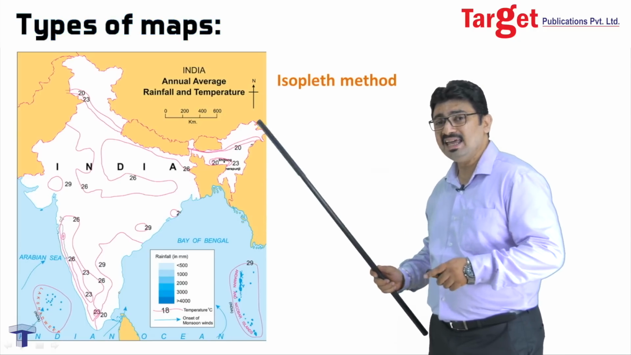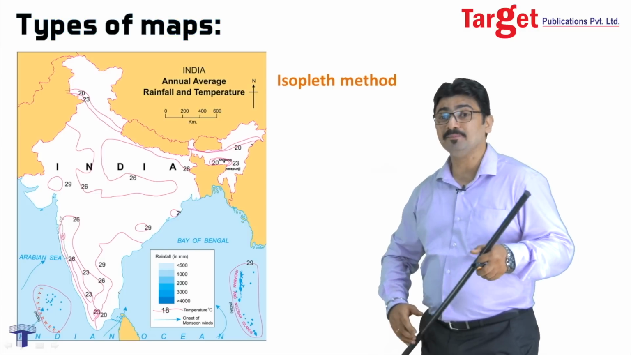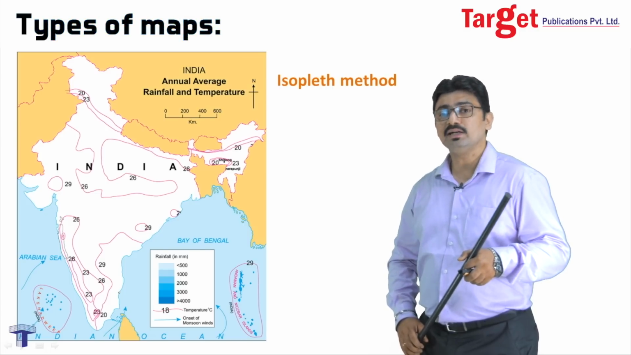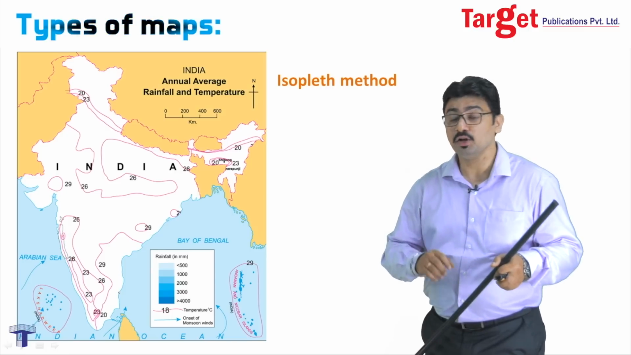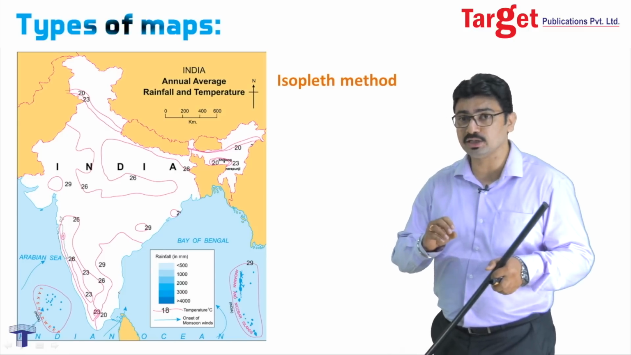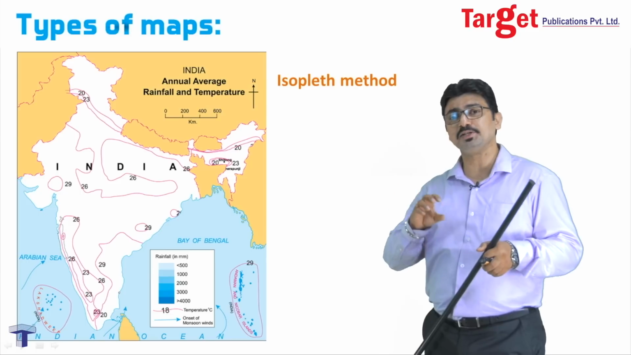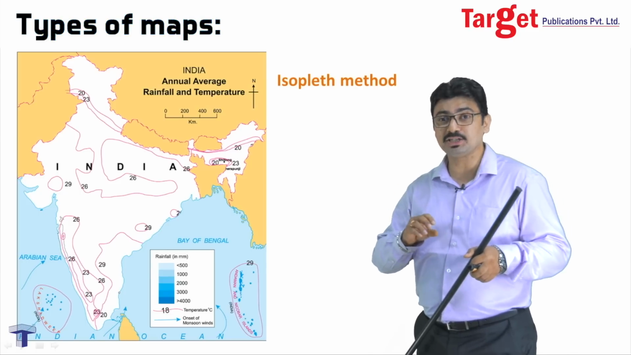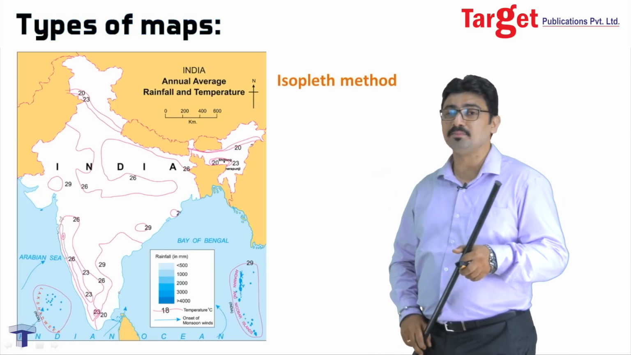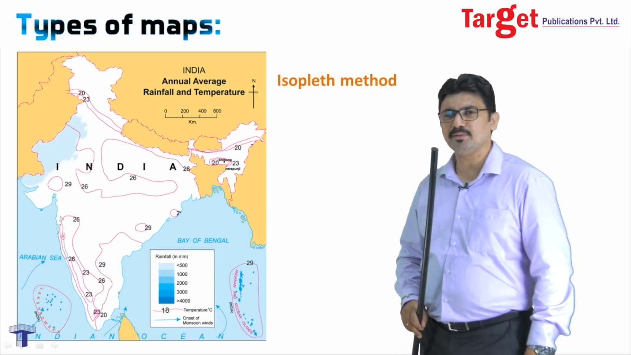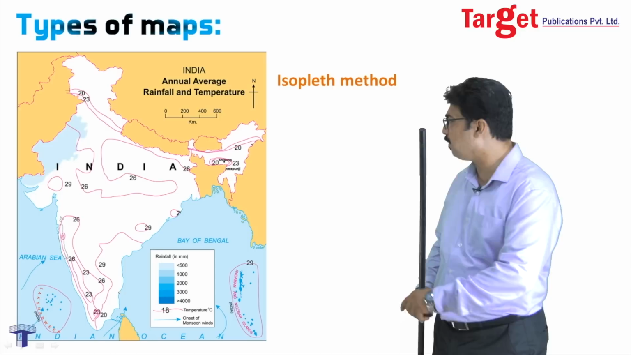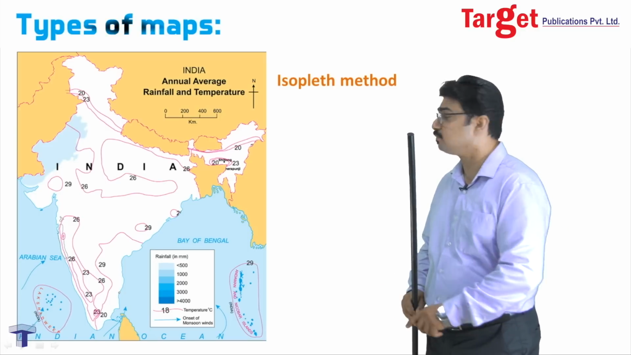So basically, areas with same temperatures have been connected with a line, which makes us understand which regions have got the same temperature, which regions have got a lower temperature, where in our country we have regions with similar temperature conditions. So isopleth maps are very important from this perspective. Let us take another example of an isopleth map. With this same map, let us show another feature.